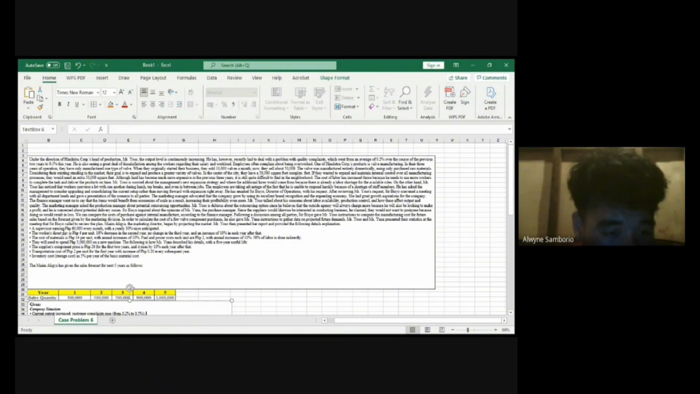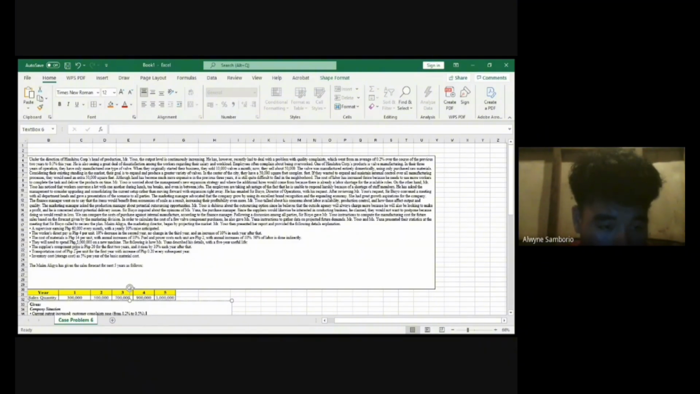A supervisor earning 60,000 pesos every month with a yearly 10% raise anticipated. The workers' direct pay is 4 pesos per unit, a 10% decrease in the second year, no change in the third year, and an increase of 10% in each year after that. The cost of the materials is 14 pesos per unit, with an annual increase of 10%. Fuel and power cost 2 pesos per unit with an annual increase of 10%. 50% of labor is done indirectly. They will need to spend 5 million pesos on a new machine. Following is how Ms. Yuna described this detail, with a 5-year useful life.